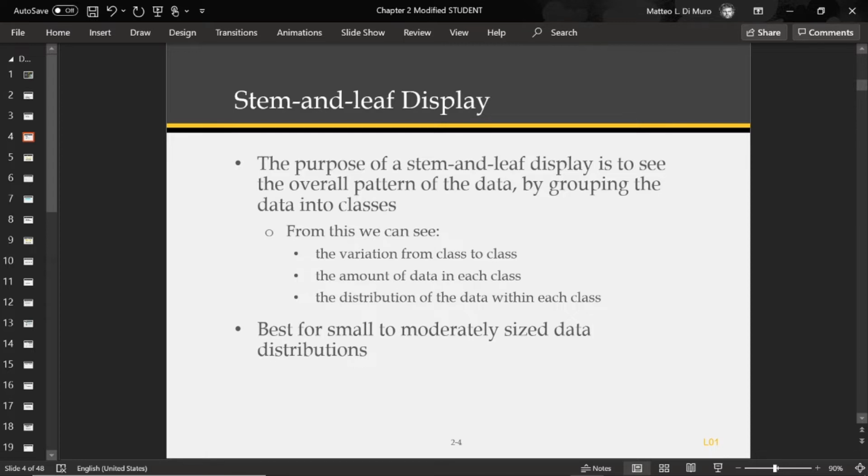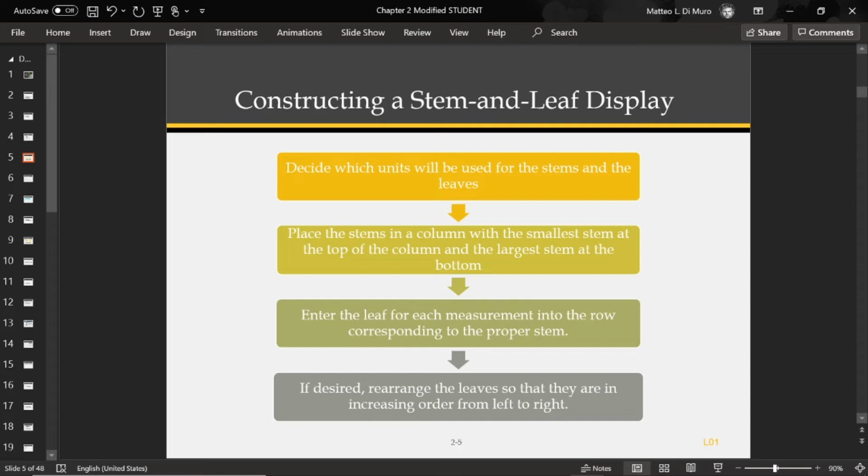Let's look at the stem and leaf display first. The purpose of a stem and leaf display is to see the overall pattern of the data by grouping it into classes. So we group the data using a specific method, and when we graph it out, we can see variation from class to class. We can see how much data is in a class, and that gives us an idea of the distribution of the data within each class. So this obviously isn't going to work super well unless you're using software. If you have like 1 million data points, that's going to be hard. So this is best for small to moderately sized data distributions.